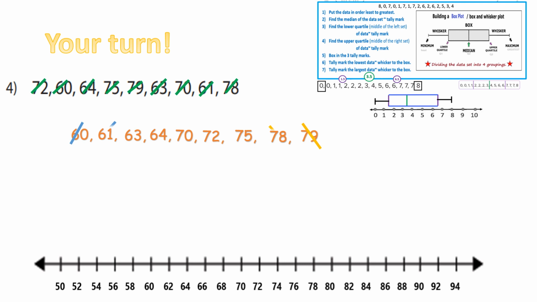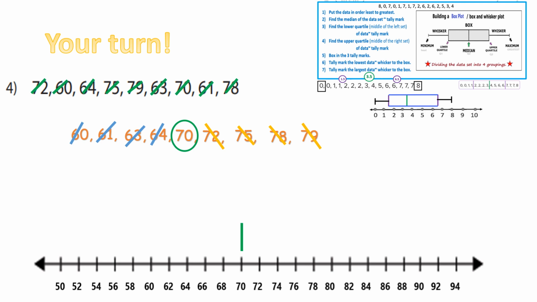Then you went to step 2, and that was finding the median, and you crossed them off from the biggest on the right to the smallest on the left in groups of 2 until you're left with a middle. And I gave you a set that had a middle number, so hopefully finding the median was easier for you. So when I see that my median is 70, I go down to my number line, I make my tally mark to indicate where 70 is. That's my first mark of my box plot.